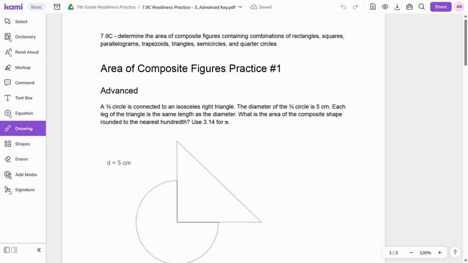Hello, and welcome to 5 Minute Math. Today we are looking at the 7th grade concept of area of composite figures. This is 7.9C Readiness Practice, the advanced version.